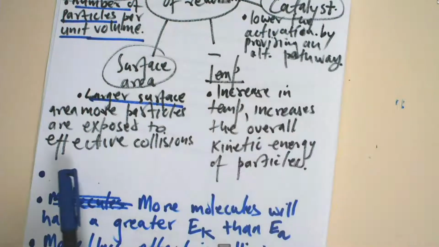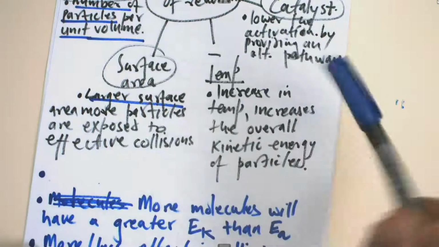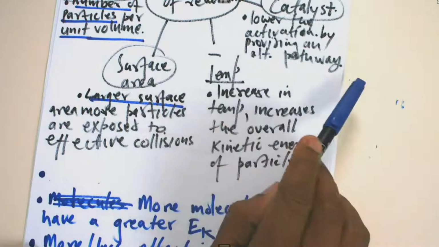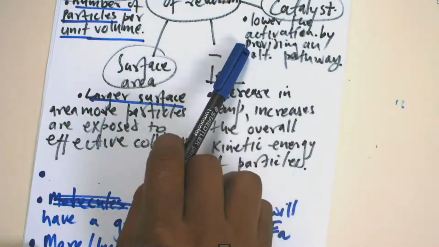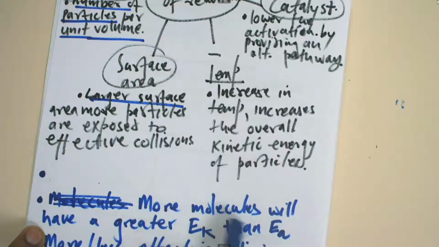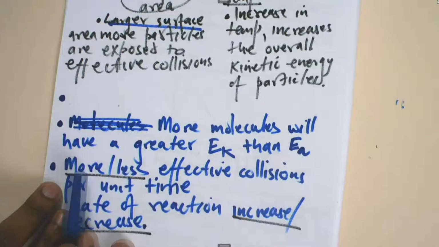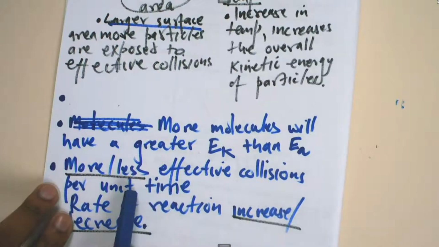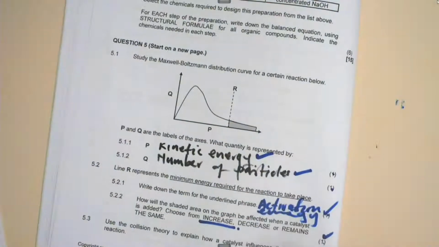I must be able at bullet 1 to say a catalyst is a substance that increases the rate of reaction without undergoing any permanent change by lowering the activation energy, by providing an alternative pathway. Then I will have more molecules that have greater kinetic energy than activation energy. Then more effective collisions per unit time, and the rate of the reaction increases. So that is the 4 marks that the examiner is looking for.